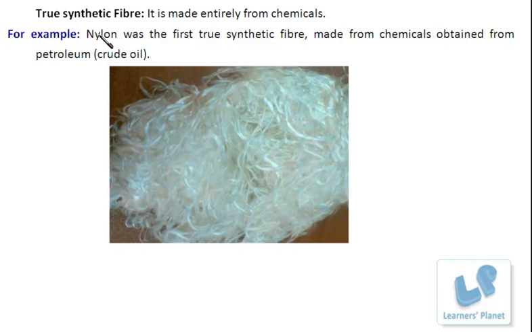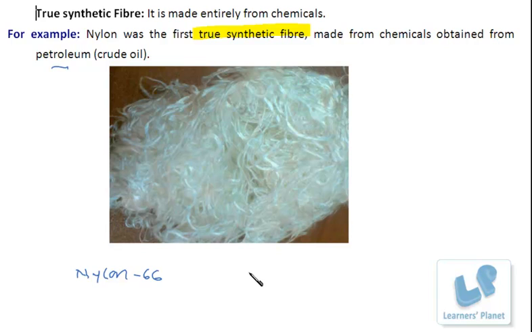Say nylon. Nylon was the first true synthetic fiber. Remember this. Nylon was the first true synthetic fiber made from chemicals obtained from petroleum or crude oil. Right? So nylon was the first true synthetic fiber. Nylon is obtained from the monomers, the chemicals obtained from petroleum. So there is a class of nylon, that is nylon 66.